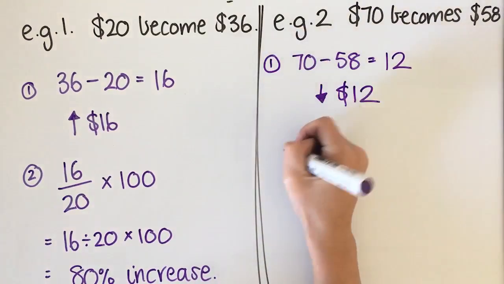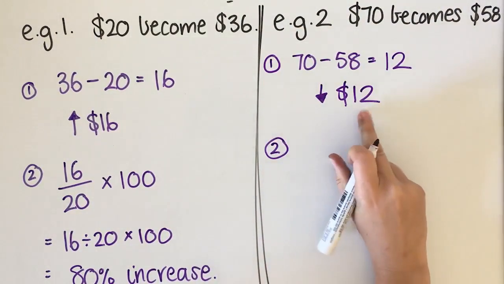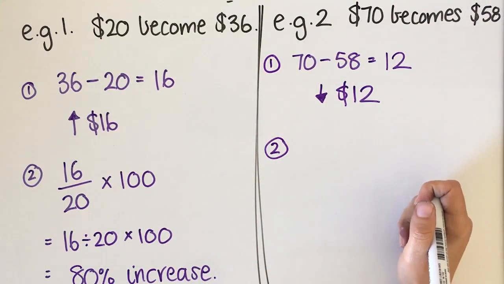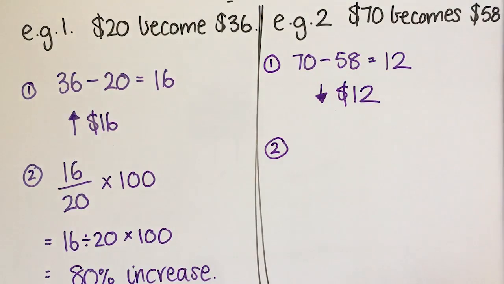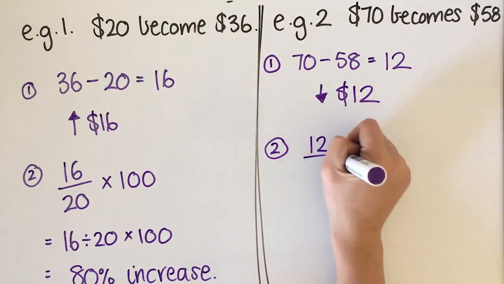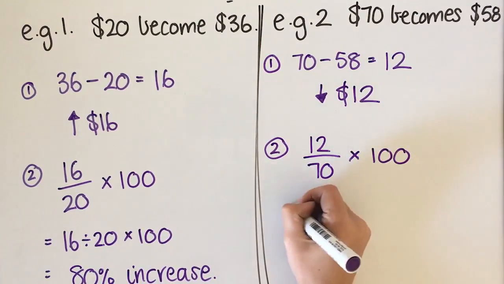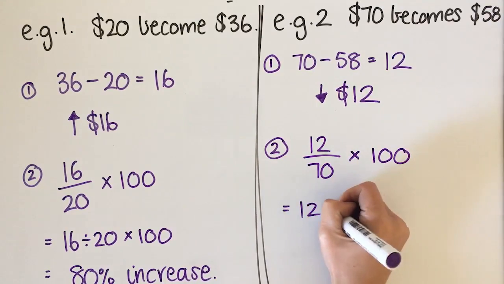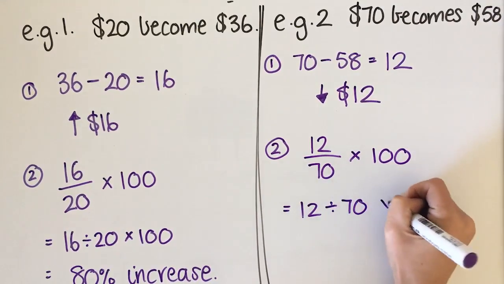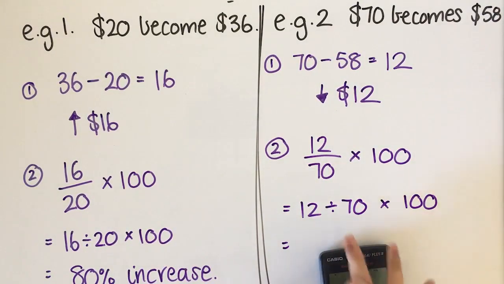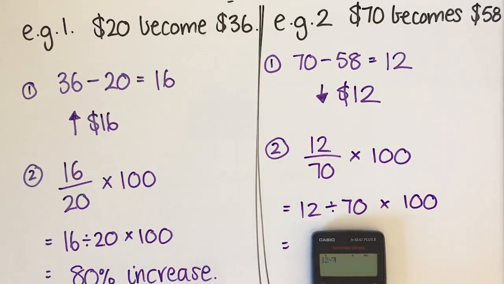So that's step 1. Step 2, I still need to put this value over my original value, okay? Just because it's going down doesn't mean all of a sudden we don't put it over the starting value, okay? So this is going to be 12 over 70, and then I'm going to times it by 100 because I want to get it as a percentage. Okay, so it's going to be 12 divided by 70 times 100 is what I'm going to type on the calculator. You don't have to write this step if you don't want to, but I like to write the step just so you know exactly what I'm doing.